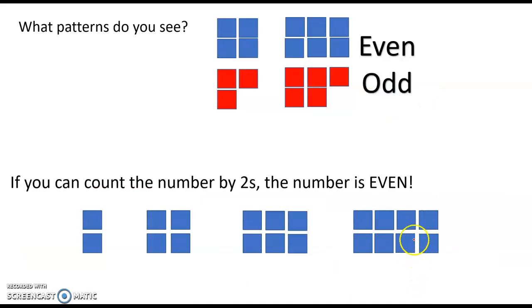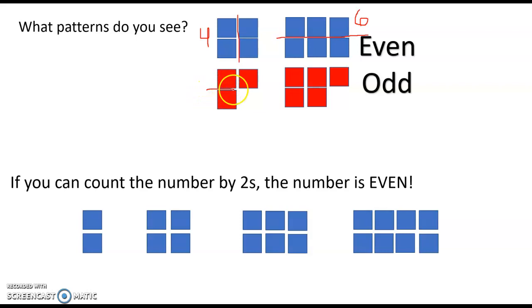Take a look at these groups of squares up here. So this group shows 4 squares. I can break this up into two equal groups of 2. Okay, so 4 is even. Here I have 6 squares. And again, this can be broken up into two equal groups of 3. So 6 is even.